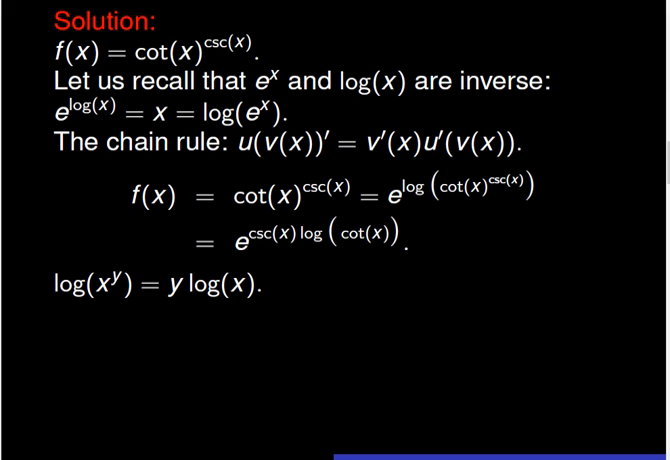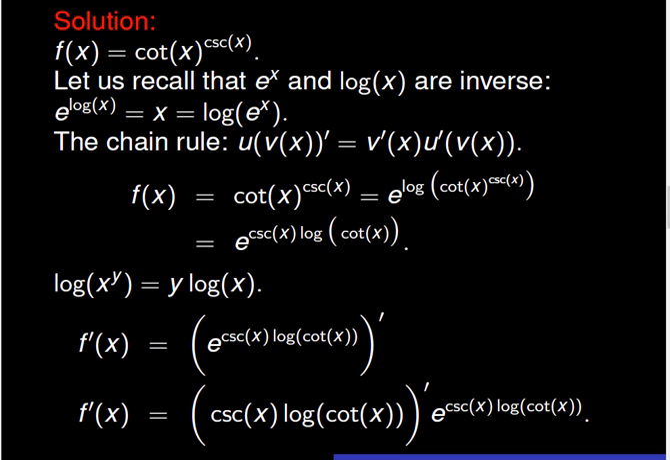Thus, we express f of x as exponential of logarithm of cotangent of x to the power cosecant of x. Using the properties of the exponential and the logarithm, actually f of x equals exponential of cosecant of x times logarithm of cotangent of x. In fact, we are using the fact that the logarithm of x to the power y is equal to y times the logarithm of x. Now, we can take the derivative of both sides and use the chain rule.